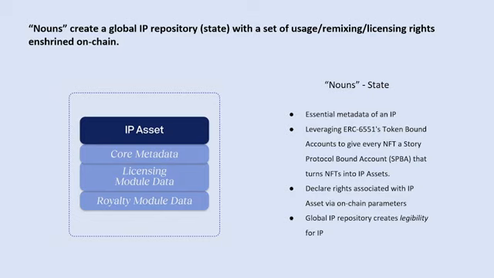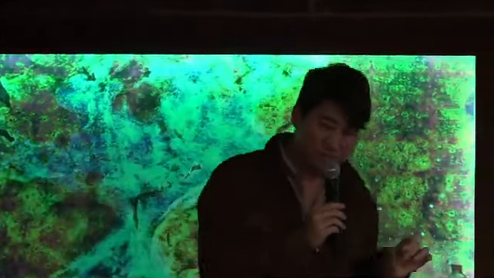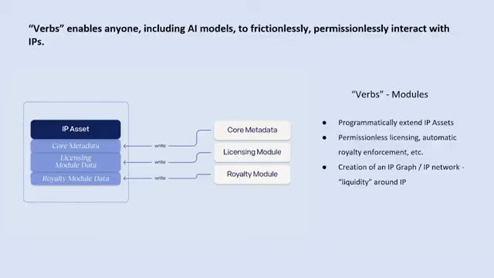So now LLMs or any software, any human can just access this IP repository and actually extend this IP, and it brings legibility to the entire IP ecosystem, right? Now it's all opaque, it's trapped, we can't track where it is, and we don't know how to use it, right? And the second element is what we call verbs, which is modules. Basically, it's functions, right? It's how you use these IPs.